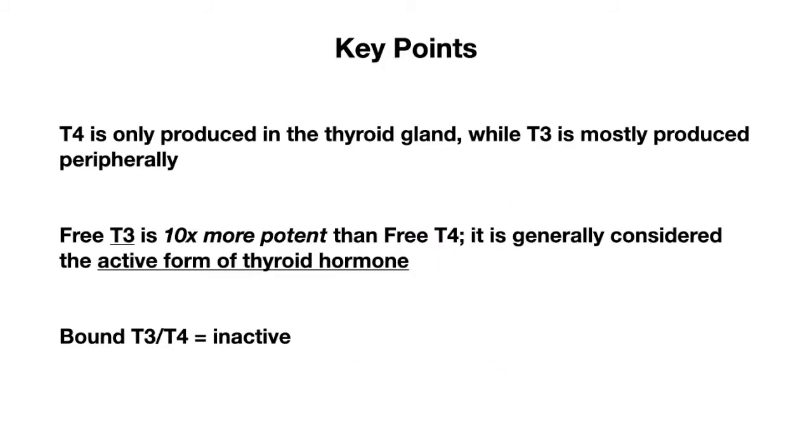Let's now go over some key points that you need to understand about thyroid hormone function. T4 is only produced in the thyroid gland as we discussed, while T3 is actually predominantly produced peripherally, and that is through the deiodination process that we just mentioned. And given that free T3 is 10 times more potent than free T4, it is generally considered the active form of thyroid hormone. And when we say free T3 or free T4, we're talking about the thyroid hormone that is not bound to any protein. Bound T3 or T4 is also known as inactive hormone.